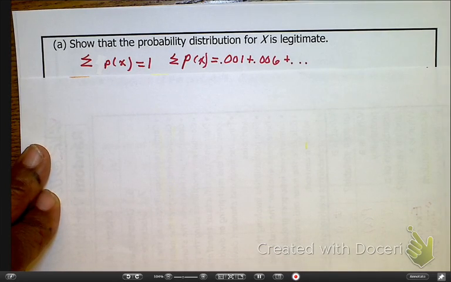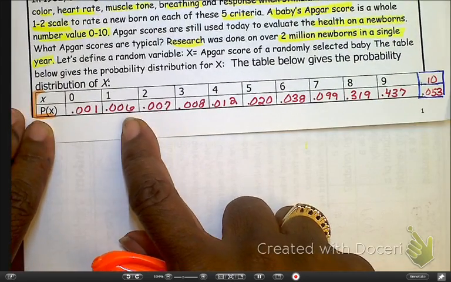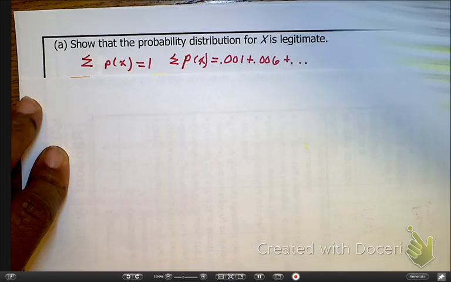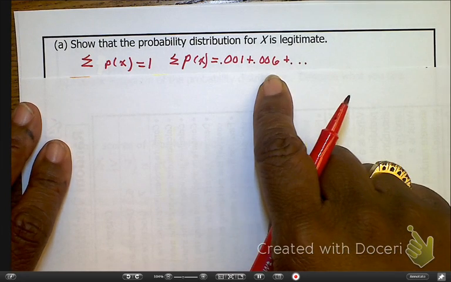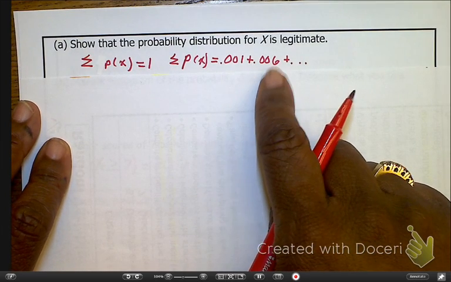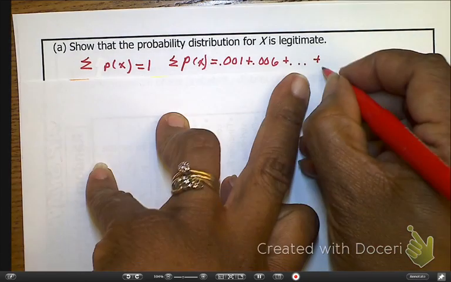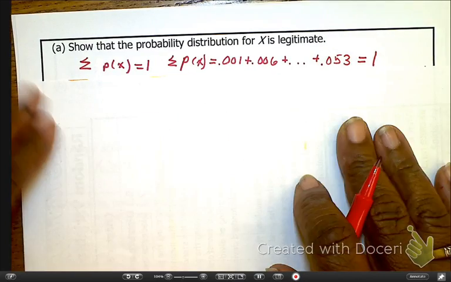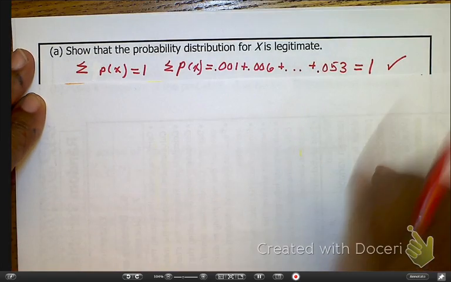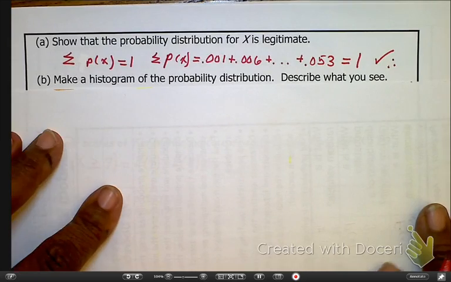So here, the probabilities add up to be 1. You look at all of these that are listed here, and you are just going to do the mundane task of plugging them in and seeing if it equals 1. So here, you've got your 0.01, your 0.001, your 0.006. You're going to write down the rest of them, and I'm just going to put ... then the 0.053. And when you add them up together, they do equal 1. So that's a check. Therefore, it is a probability distribution.